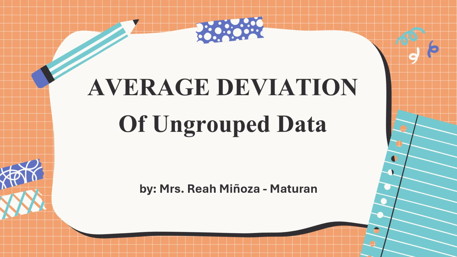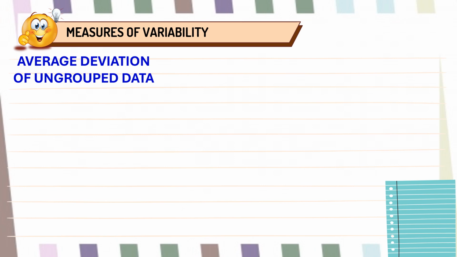This is again Teacher Rhea, and this time I am going to discuss average deviation. So average deviation can be solved. This time I'm going to focus on ungrouped data first. It can be solved using the formula AD is equal to the summation of the absolute value of x minus mean, divided by n. So what do those variables represent?